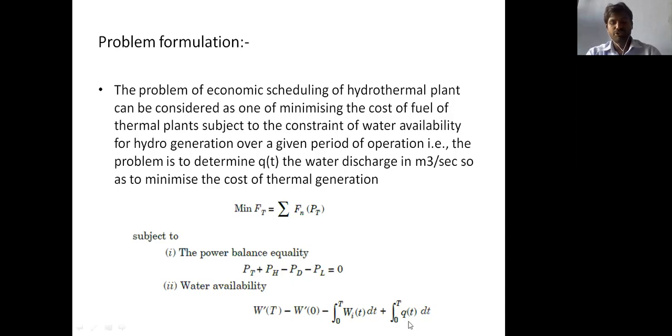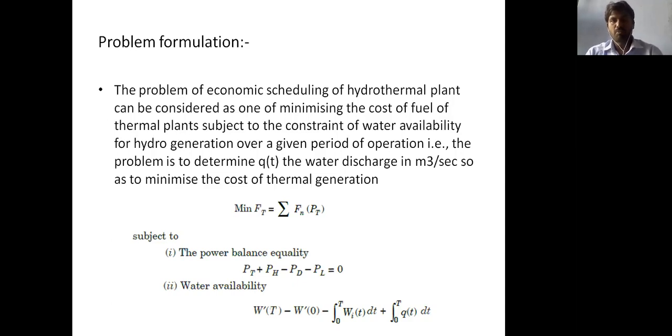Water flow into the reservoir and load demand on the system are known as a function of time with complete certainty. The problem is to determine Q of T, water discharge in meter cube per second, so as to minimize cost of thermal generation. Minimum F of T equal to sigma Fn function of P of T. Pt means thermal power generation.